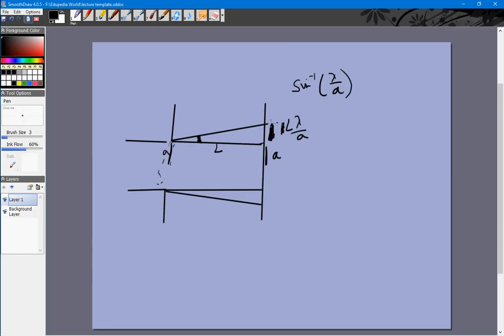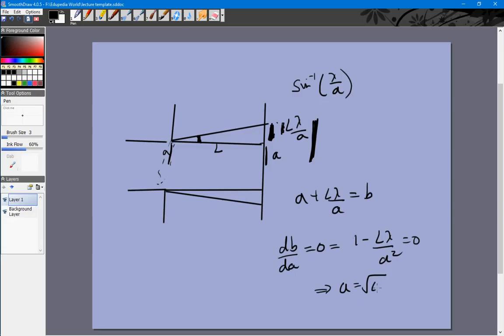So we'll just do dB by dA is equal to 0 to get the minimum value, which means 1 minus L lambda by A squared is equal to 0, which gives me A is root of L lambda. And if you put in this value back, L lambda by A will also be root of L lambda. So you get B is equal to 2 root L lambda, or root of 4 L lambda. So the answer to this will be option 3.